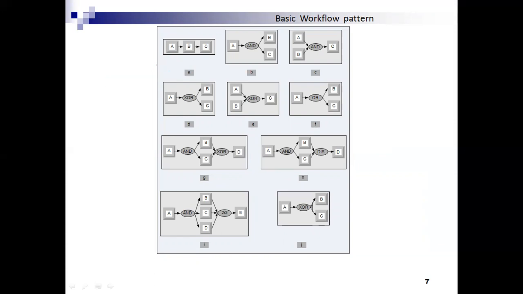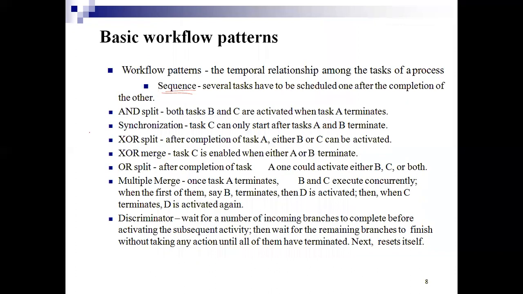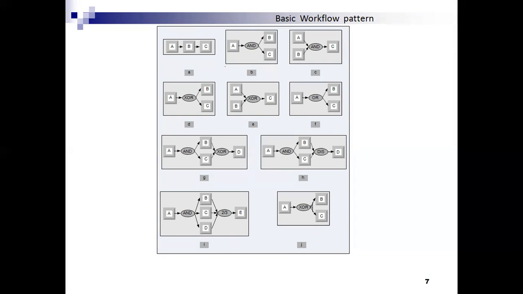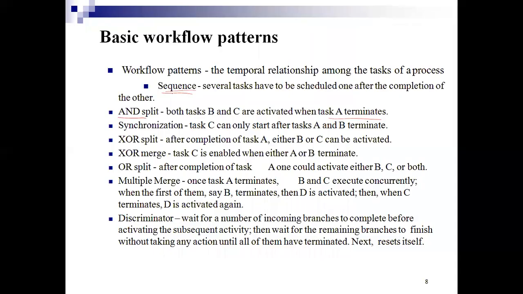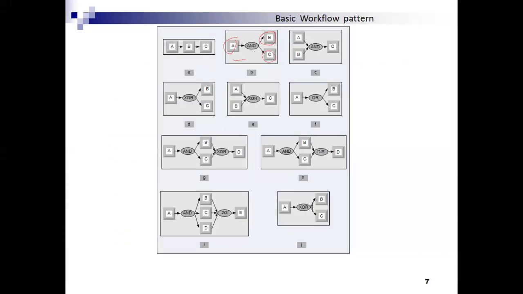Next we have the AND split. Both tasks B and C are activated when task A terminates. Look at both tasks B and C. Tasks B and C activate when task A terminates. So that is what we call an AND split. So this is the symbol for the AND split.